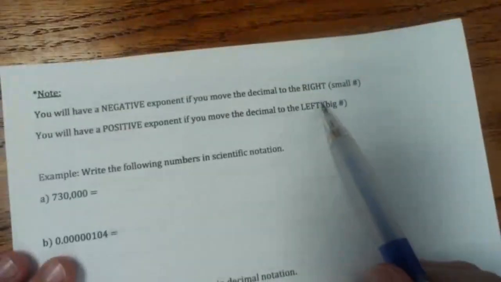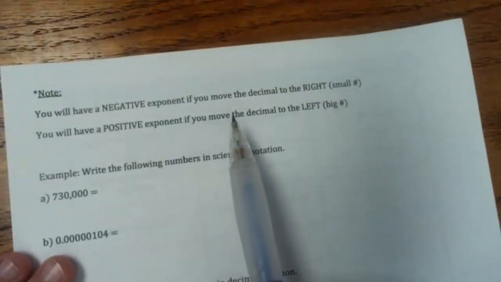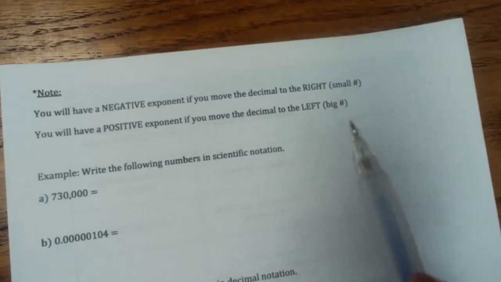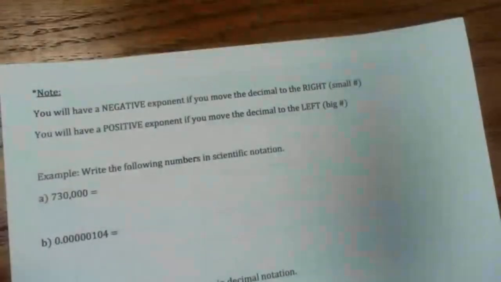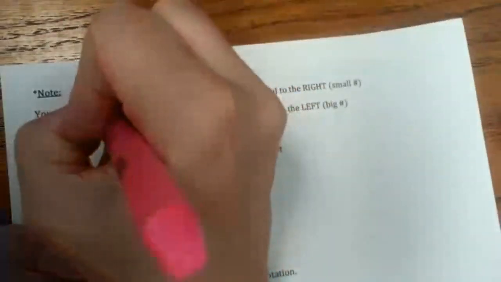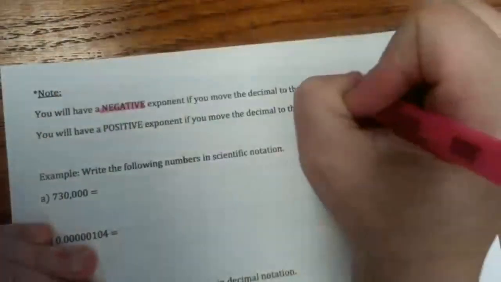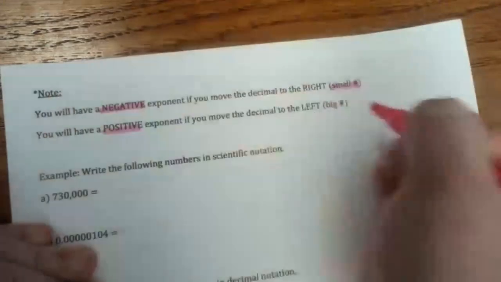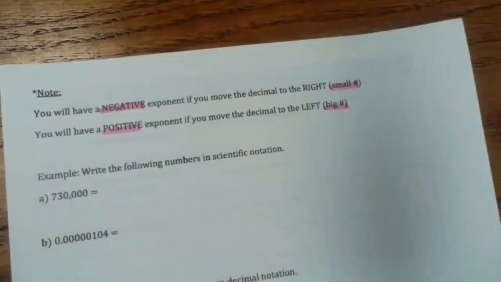So note, if you have a negative exponent, that means you're going to have a really small number. That means move your decimal to the right. If you have a positive exponent, that means you're going to have a really big number. Move the decimal to the left. So instead of going left and right, think, okay, you're negative, so that means a really small number. If you have a positive, that means a really big number. Because sometimes left and right will be flipped based off of which way you're going.